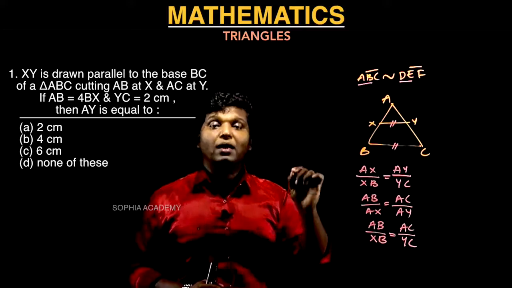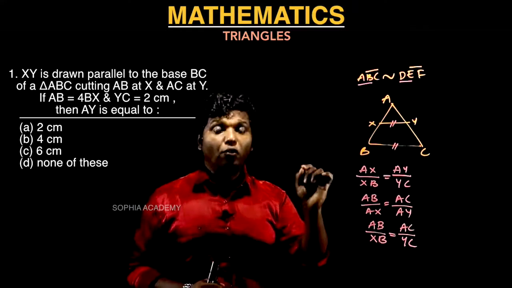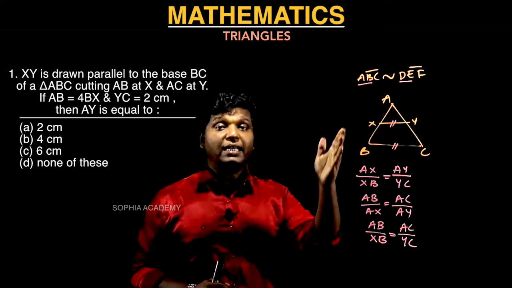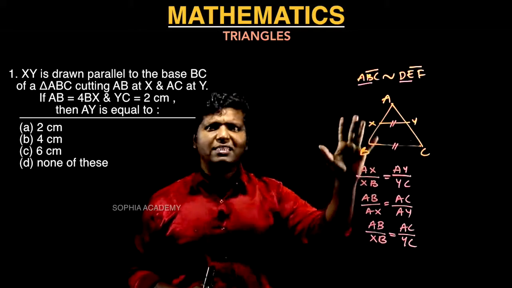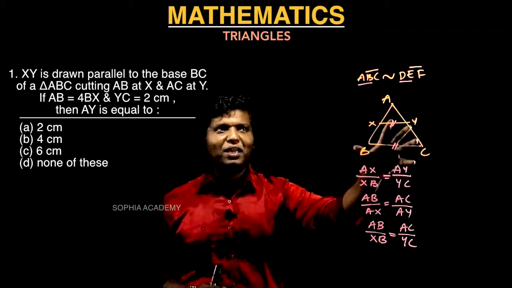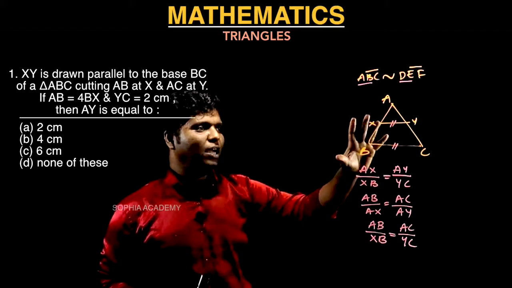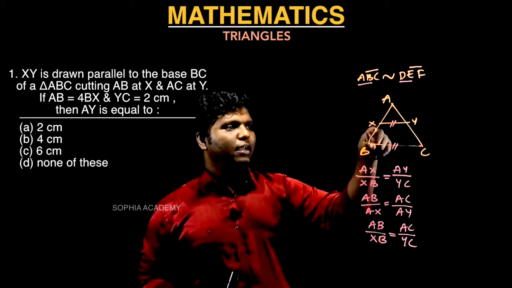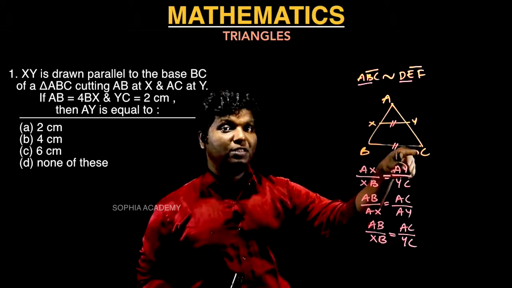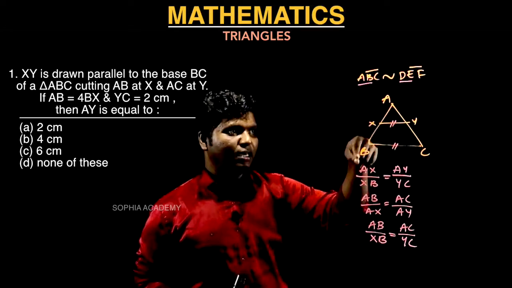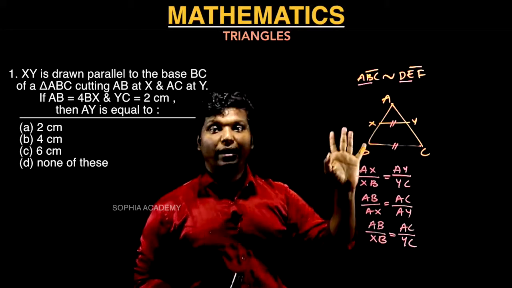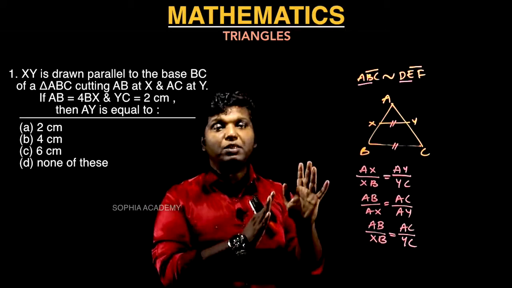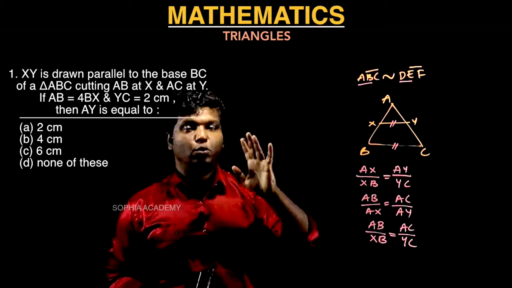XY is drawn parallel to the base BC of a triangle ABC, cutting AB at X and AC at Y. This is the same figure. Here you can see the triangle given, and XY is drawn parallel to the base BC, and this XY is cutting AB at X and AC at Y. That is the condition given. And there are some things given in the question. Let us see the question.